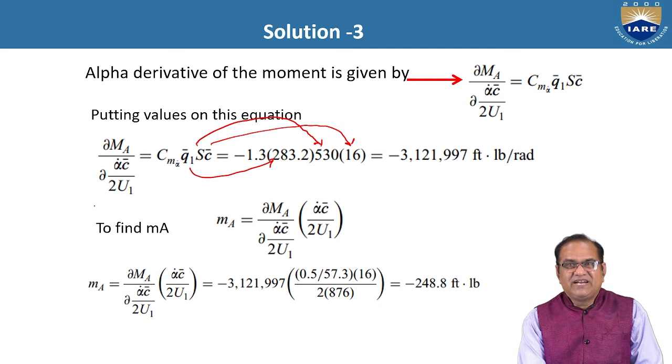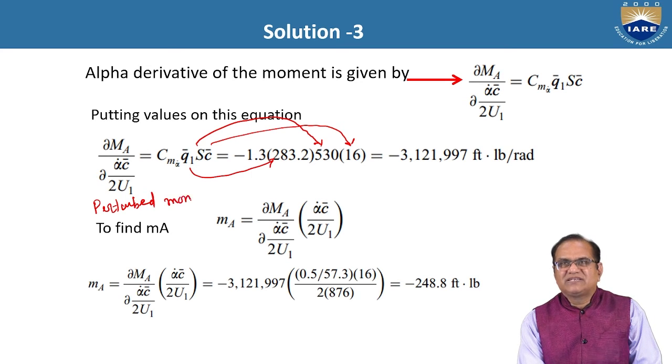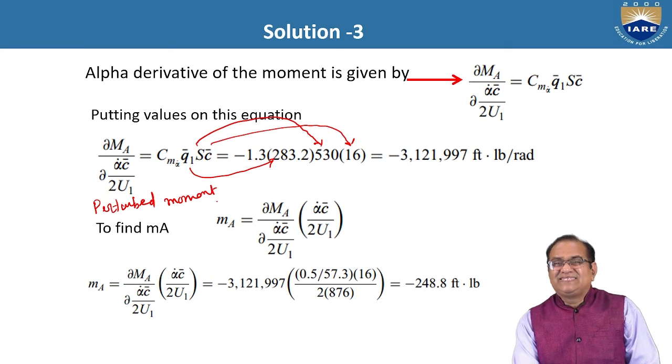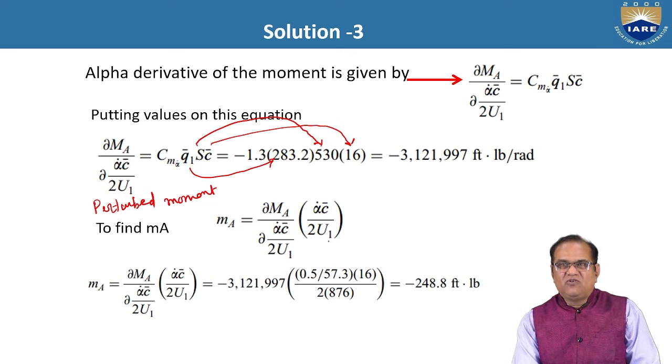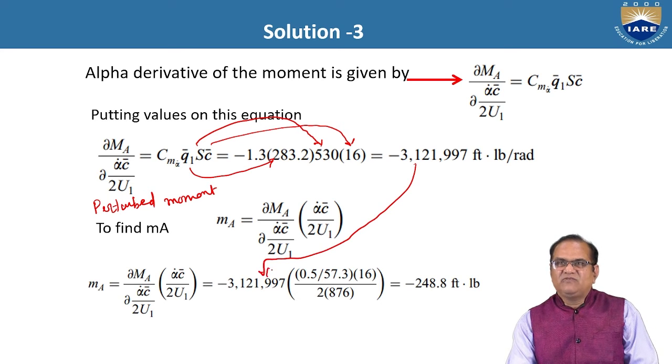What is the moment? It is a perturbed moment if we have given a very small change in alpha. Due to change in alpha dot, how much moment are we going to get? So this Ma is equal to dou Ma by dou alpha dot C bar by 2U1 into alpha dot C bar by 2U1. So now putting all these values here, we got this value.